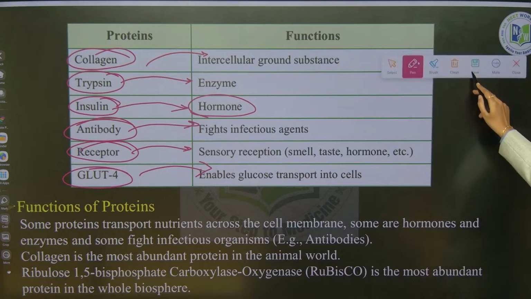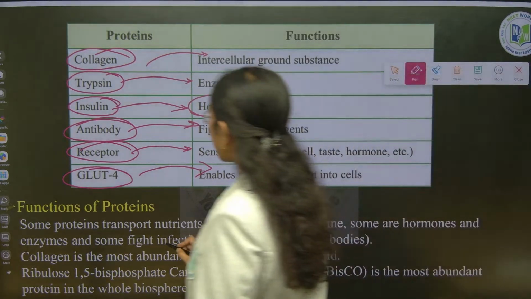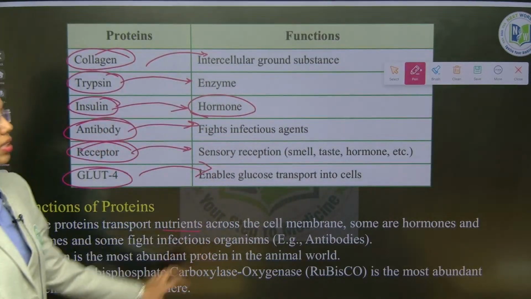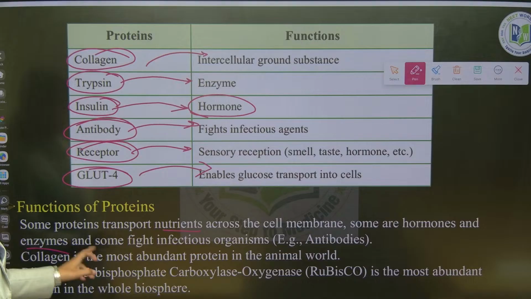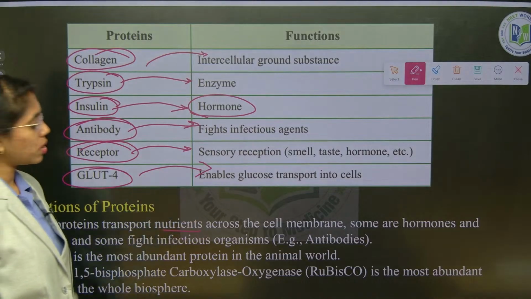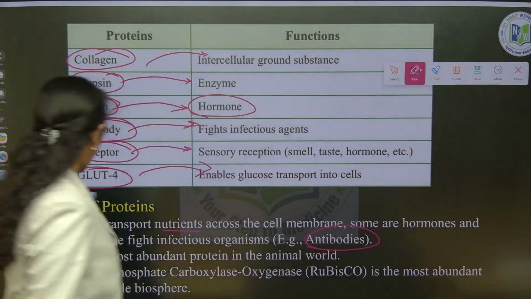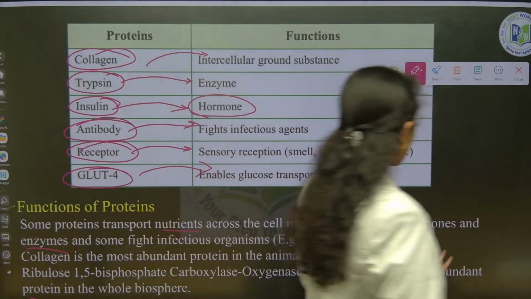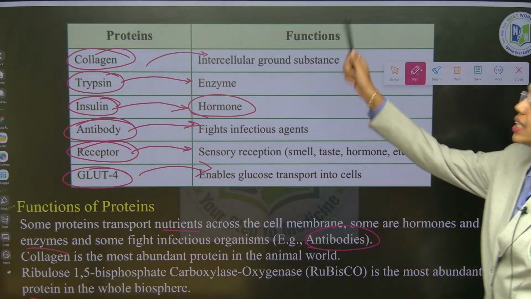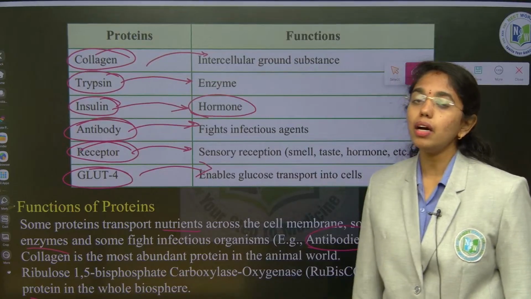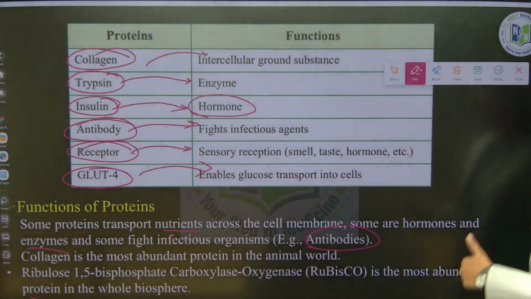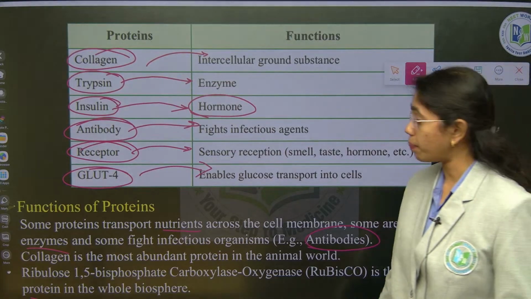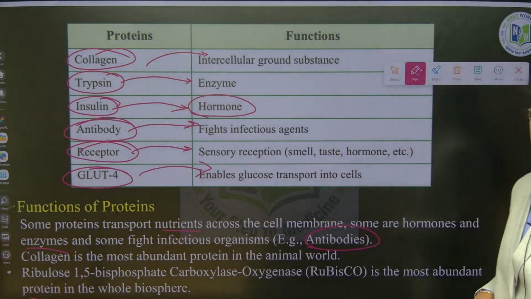Fine, right? So here you see functions of proteins. Some proteins will transport nutrients across the cell membrane. Some are hormones and enzymes. Some will fight against infections, like antibodies. And the most abundant protein in the animal world, collagen, is again a protein. Rubisco is the most abundant protein in the whole biosphere. Fine, right? These statements are very important. And see the diverse roles of proteins in an organism. It can act as an enzyme, hormone, antibody, receptor, ligand and collagen.